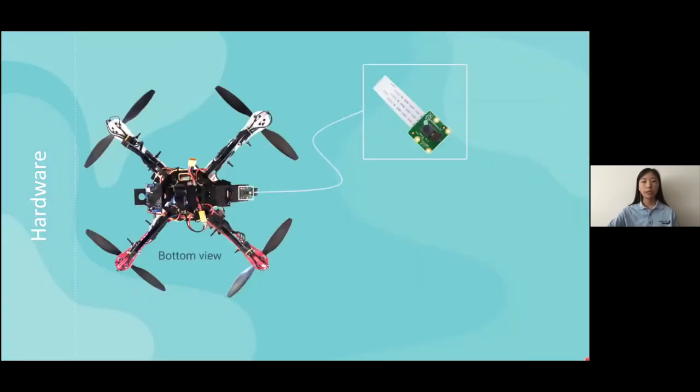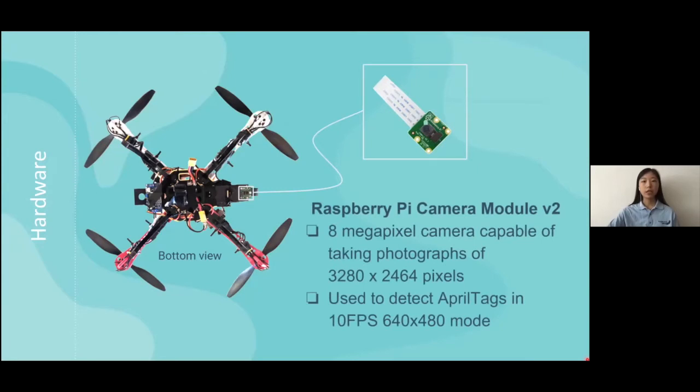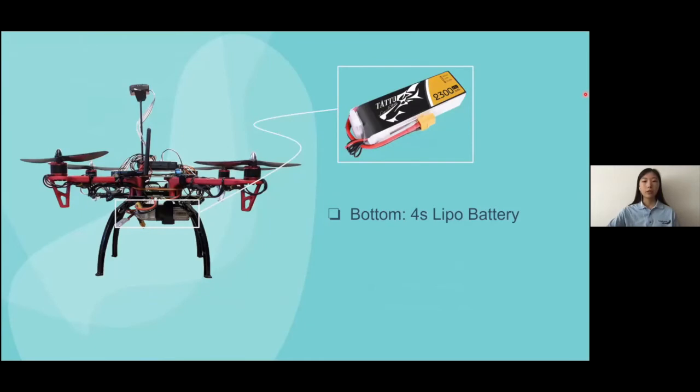Then here is the bottom view of our drone. We mounted the camera on a 3D printed board. It's Raspberry Pi camera module V2. It's capable of taking photographs of high resolution. We use this to detect April tags at a lower resolution because we want to get a higher frame rate. But due to Raspberry Pi processing limitation, it can only process about 10 frames per second. So that's what 10 FPS here means. At the bottom, there is a 4S LiPo battery. It's the only power source for our whole system.